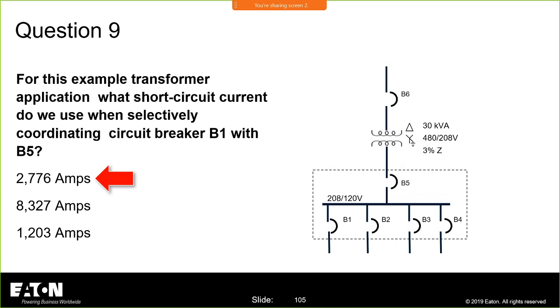So the majority of you got it right. And hopefully those who got it wrong understand that we're using the infinite bus calculation. If you don't know how to do that, check out a few of the other videos on my channel and also the streaming recording from yesterday.